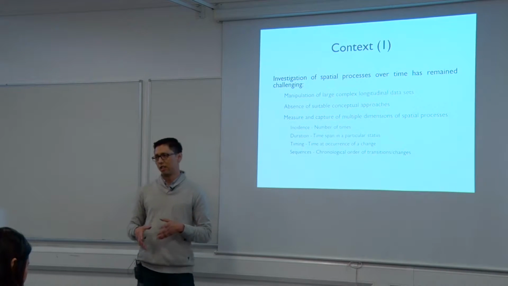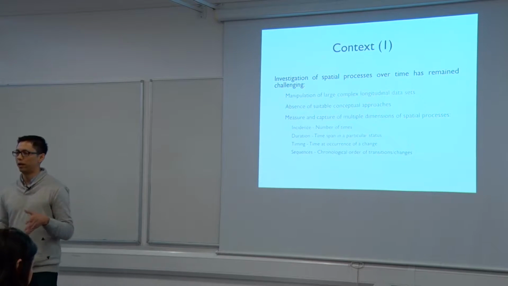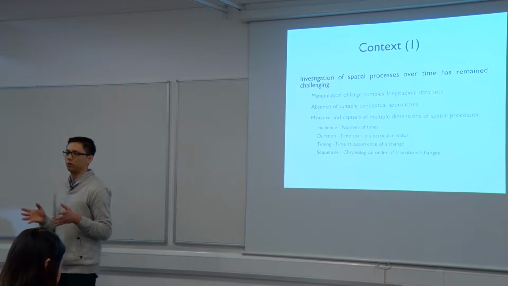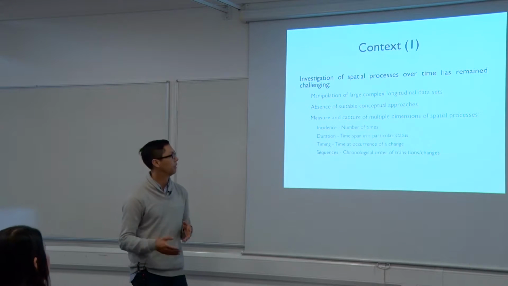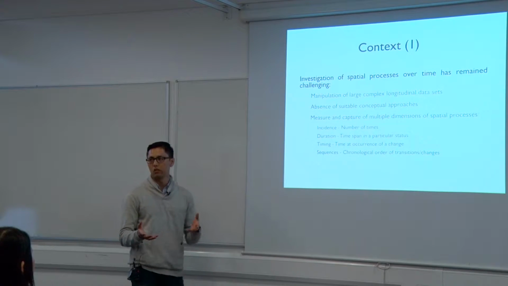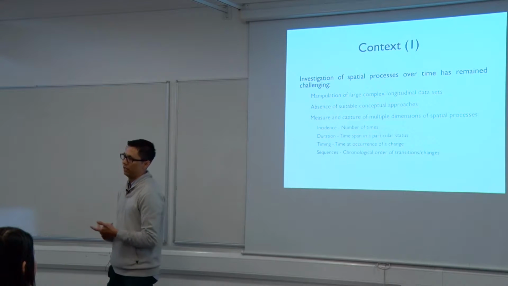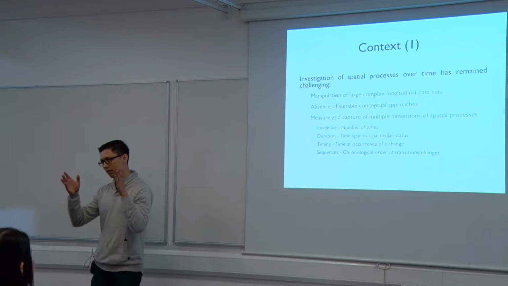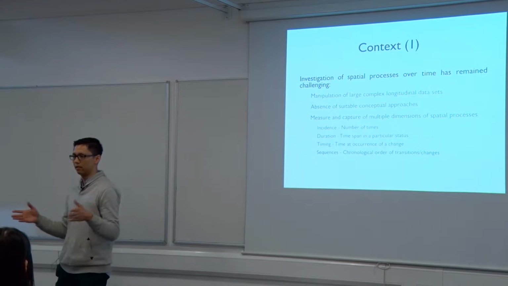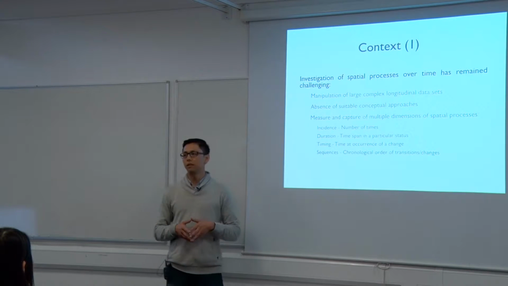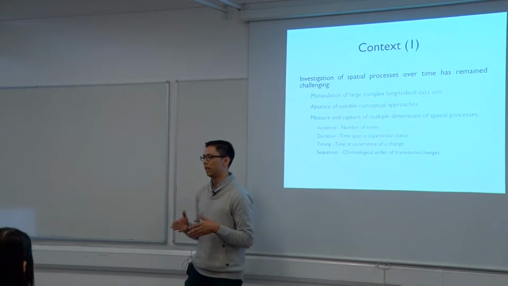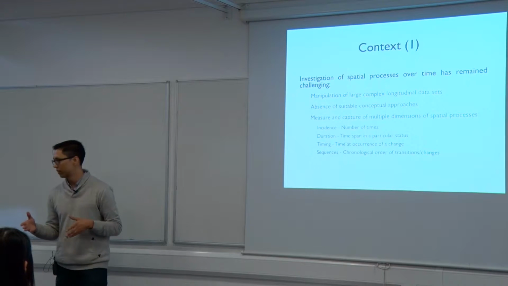Another key challenge that we face is conceptual approaches to look at these processes over time. Most approaches tend to be static, which means they are cross-sectional. The other difficulty is that we want to capture multiple dimensions of spatial processes. That is, the incidence, so how many times a particular process takes place or happened. The duration, so the time a process or a change may last. The timing, the time at which it occurred. And the sequence, the chronological order of different processes or changes.